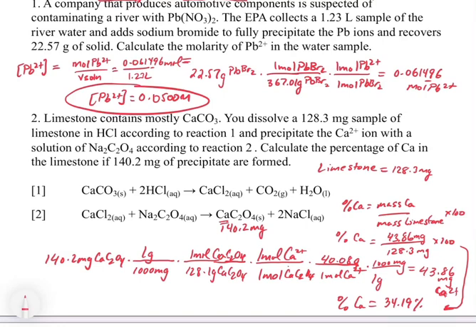And in the next video, we're going to take a look at volumetric analysis, which involves 2 basic classes. We can either have a volumetric analysis where we do some kind of precipitation, or we can do a volumetric analysis where we do some kind of neutralization reaction. And those tend to be called titrations.